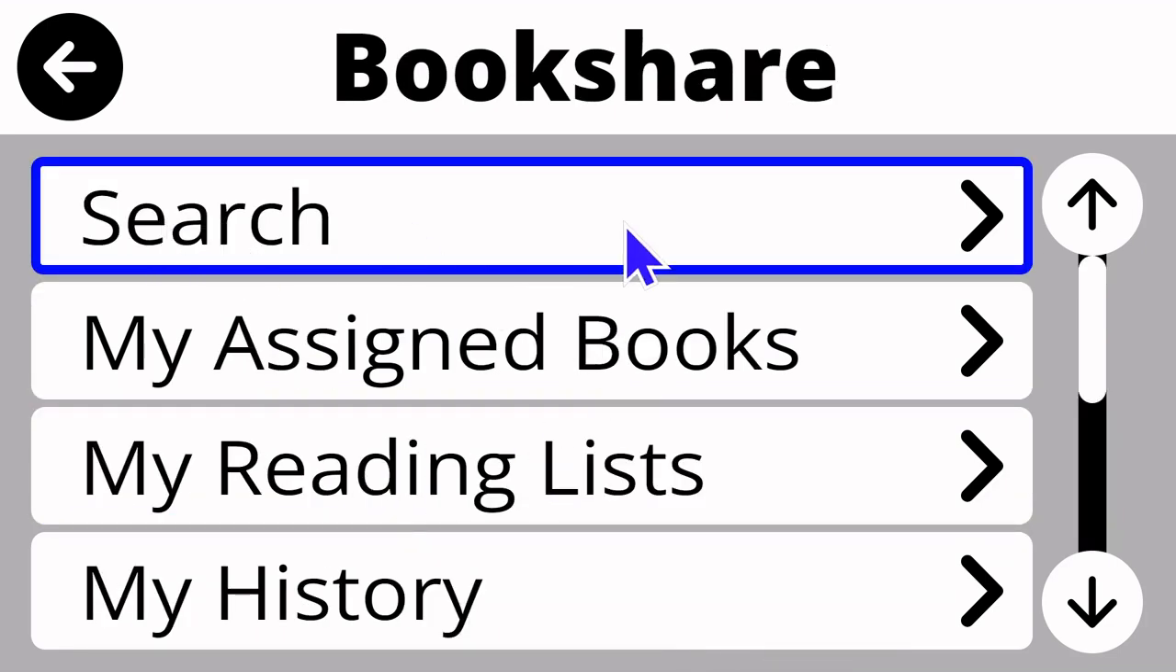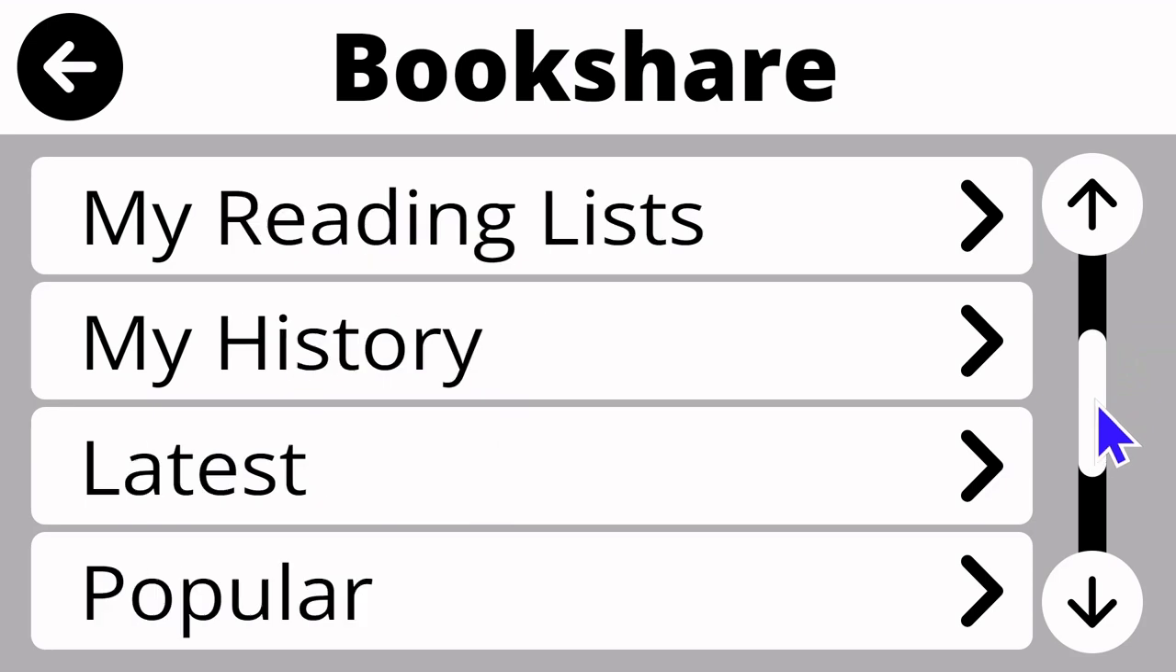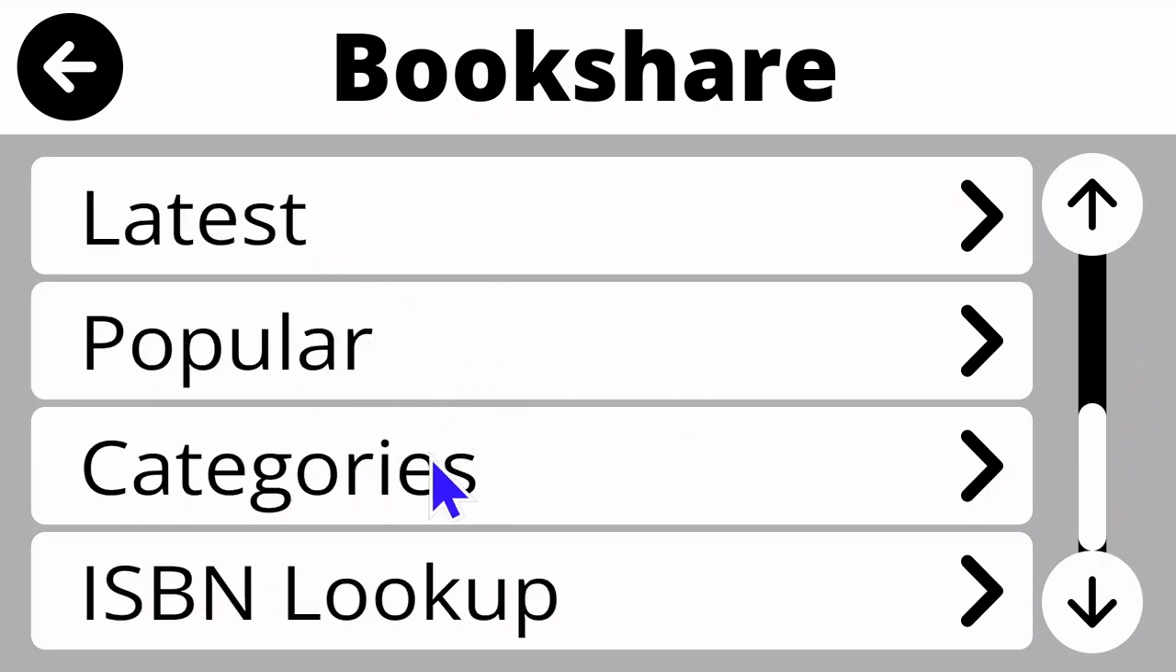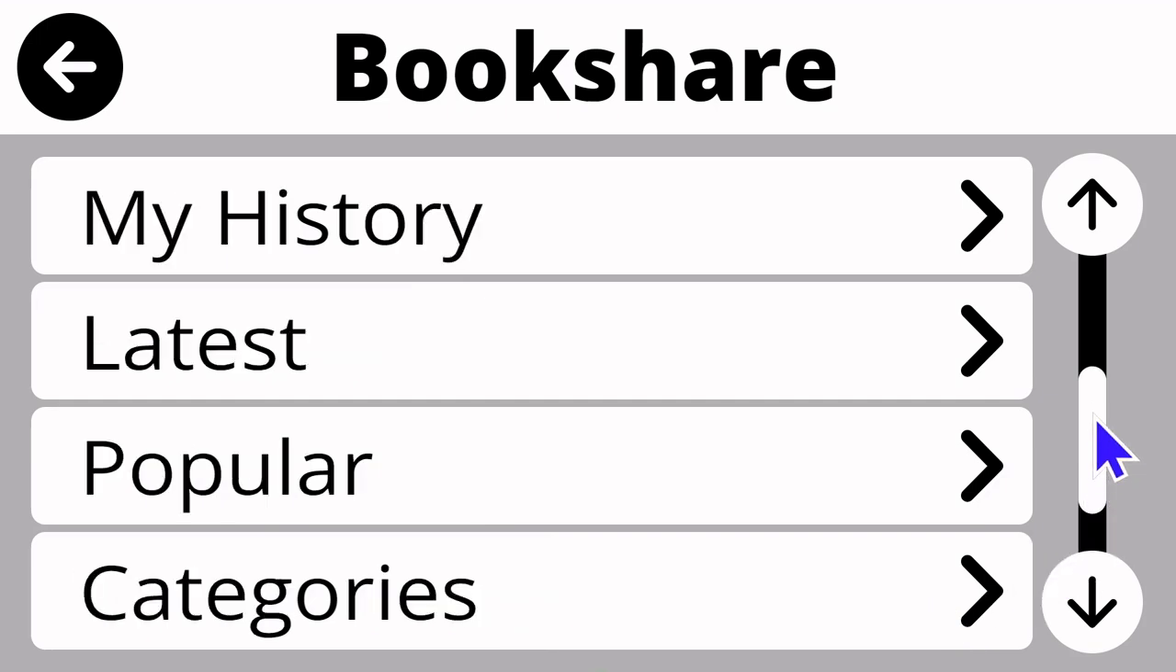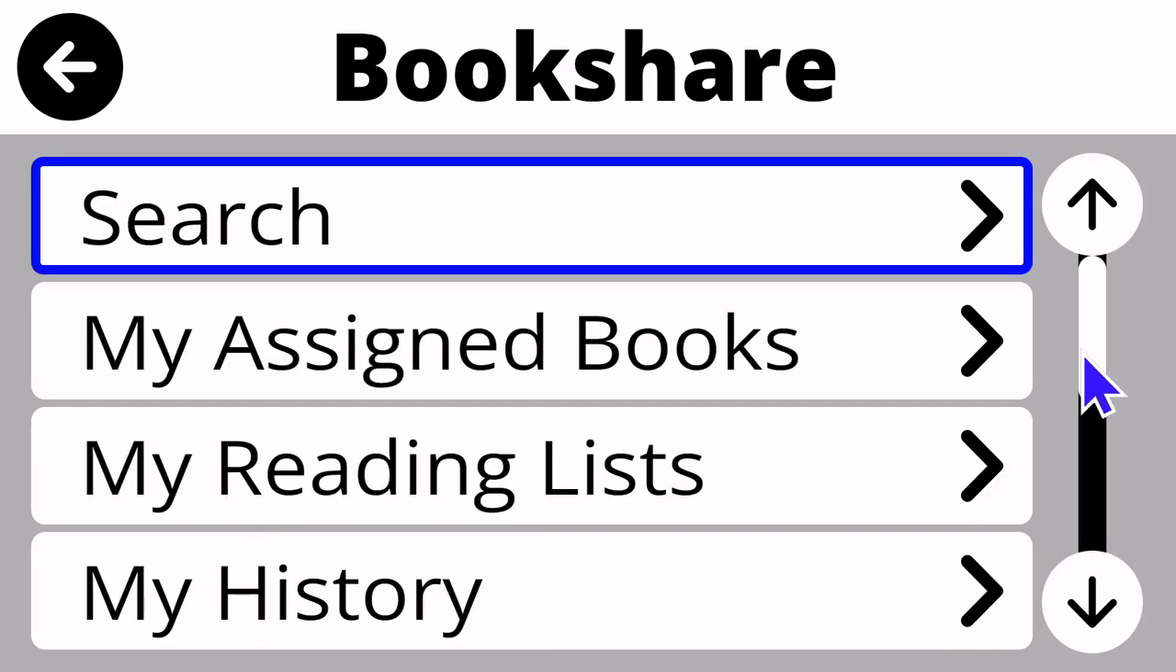This will open a search screen. You'll see a My Assigned Books, My Reading List, and My History down here. Scroll down using the scroll bar to the right. Latest popular categories and ISBN lookup. So there are other tools for lookup. And of course, if you're working with a teacher, they may have assigned books and created reading lists and those sorts of things. But we'll leave those. Those are higher end functionalities.